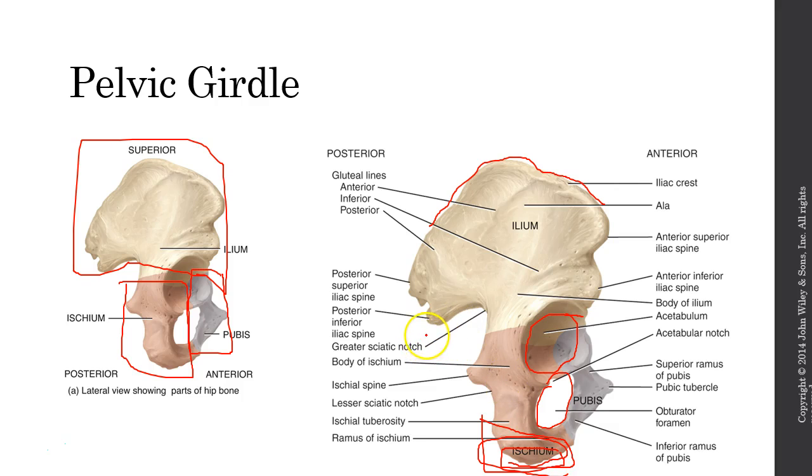One more feature, this large notch. This is the greater sciatic notch. You can see there is a lesser sciatic notch, but I am asking you to know the greater sciatic notch. You can guess the sciatic nerve runs past this notch.